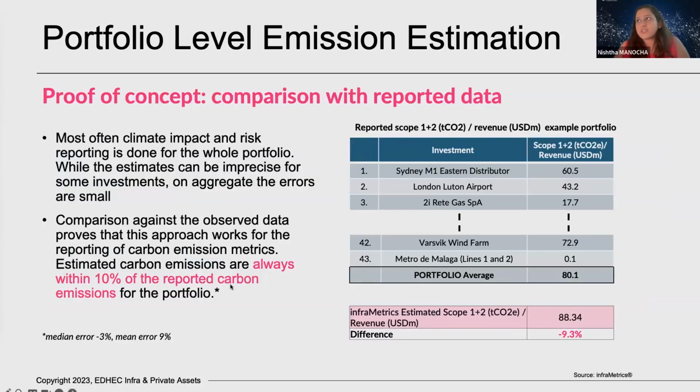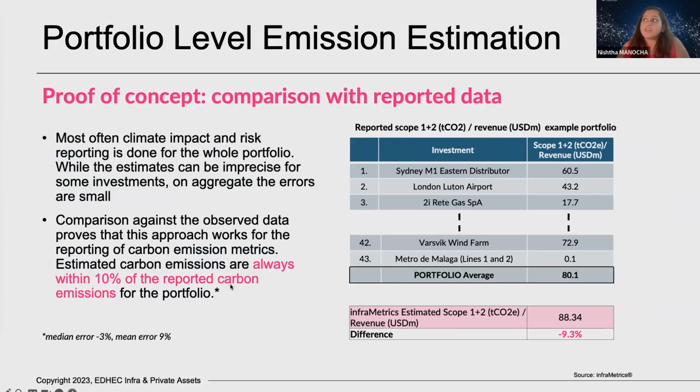So the reason we chose this portfolio for our proof of concept or comparison, why we're presenting it to you today, is that for all the investments, all the 43 investments in this portfolio, we have reported data. So we estimate the emissions that we calculate using comps, and we compare it to the reported data. And what we find is that the difference here is only minus 9.3%.